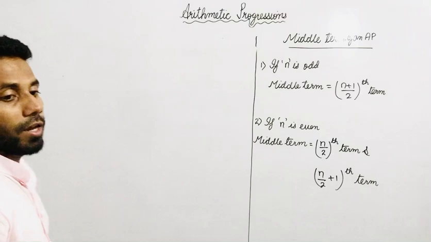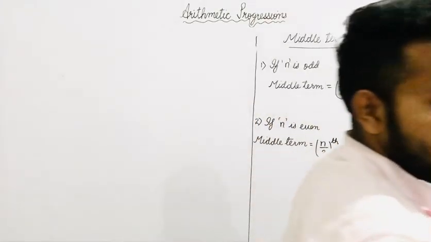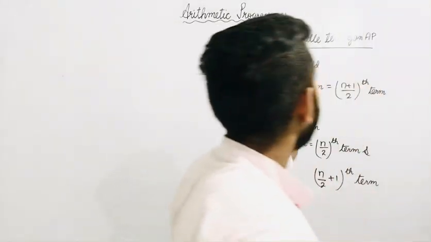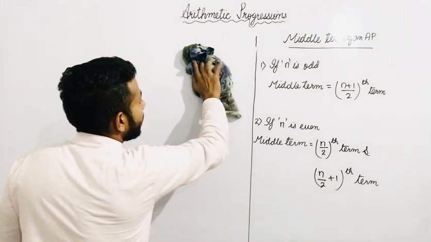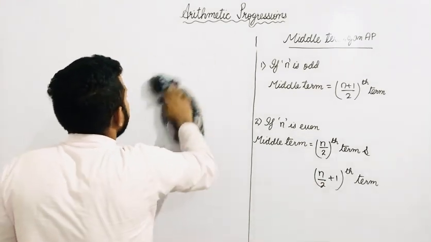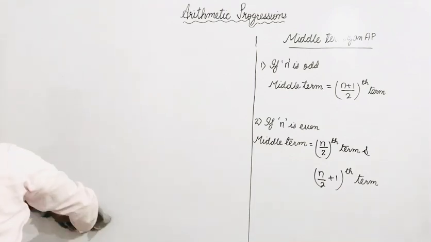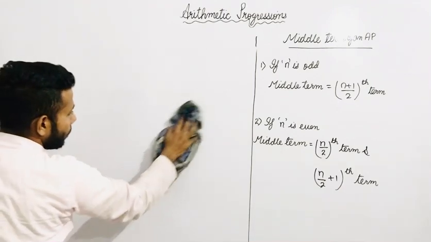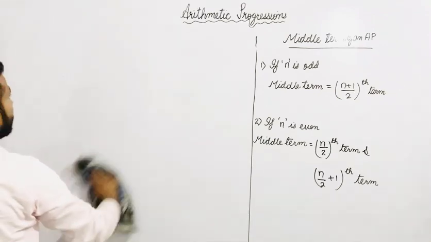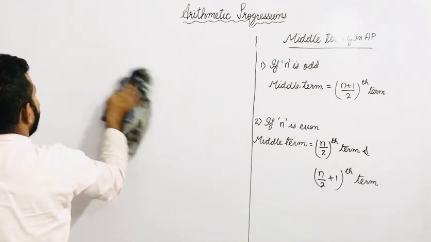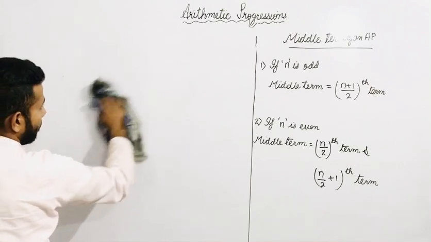If there is an odd number of terms, the middle term will be equal to the (n plus 1) by 2th term. And if there is an even number of terms, the middle term will be equal to the n by 2th term and the (n by 2 plus 1)th term. So let us take a small example and make you understand.